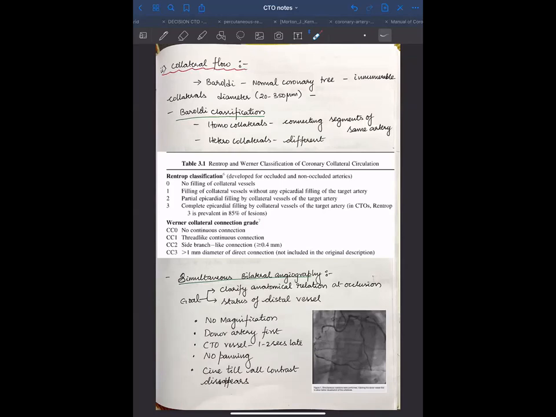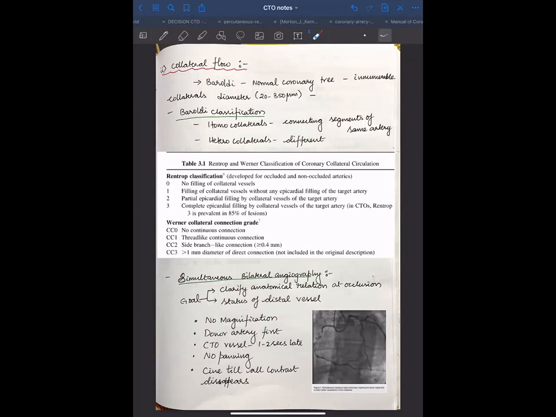So collateral flow. Baroldi was the first person who actually looked at the collaterals in the coronary tree. The normal coronary tree itself has innumerable collaterals, which are usually in the size of 20 to 350 microns. So Baroldi was the first one to classify this based on where they connect from and to. So homo and hetero collaterals, as we all know. Homo connect from the same artery and hetero from a different artery to supply the distal bed.